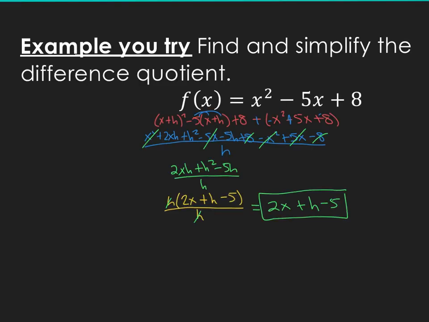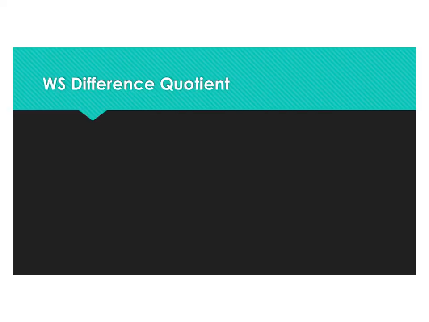Okay, so hopefully you found your difference quotient for f of x equals x squared minus 5x plus 8 to be 2x plus h minus 5. Yay, it's time to practice the end.